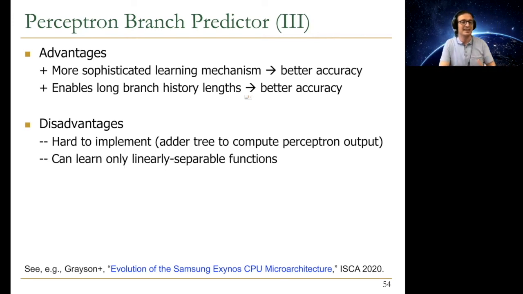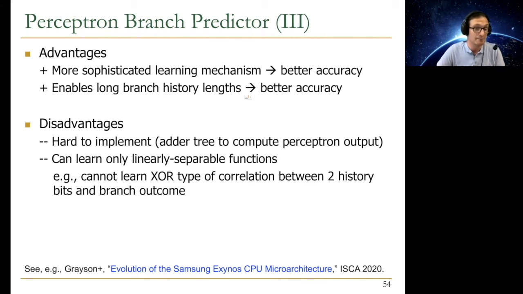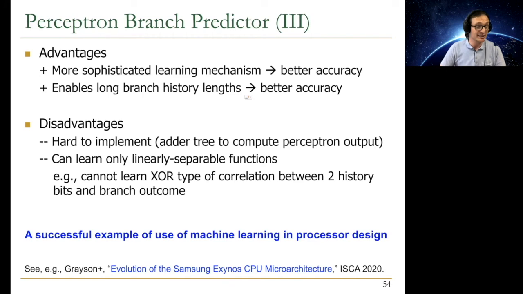It also has the disadvantages of learning inaccuracies or deficiencies of perceptron. So perceptron can only learn linearly separable functions. Essentially, the output needs to be a linear combination of the weight and the input. And essentially, you cannot learn an XOR function, for example, which is a nonlinear function, or any other nonlinear function. And this limits the accuracy of this approach clearly. Okay, but this is still a successful example of use of machine learning in processor design.